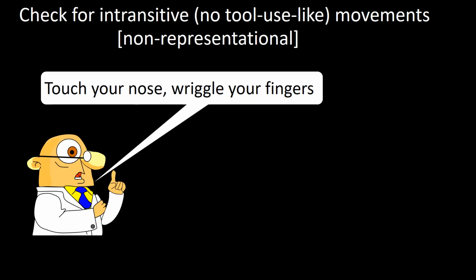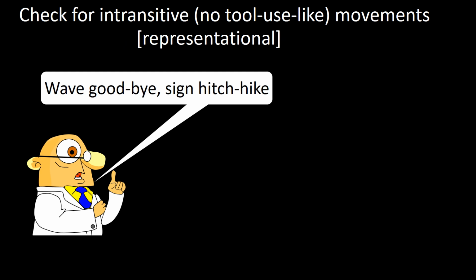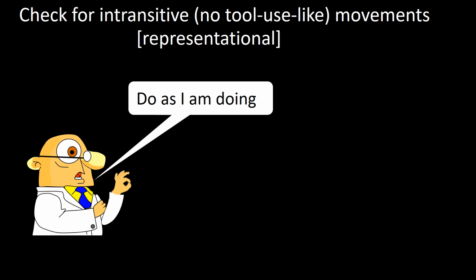First, check for intransitive movements, that is, simple movements with no tools that normally do not have a specific meaning. That is for non-representational movements. Next, check for intransitive movements with meaning, that is for representational movements. Then ask the patient to mimic a representational intransitive movement.